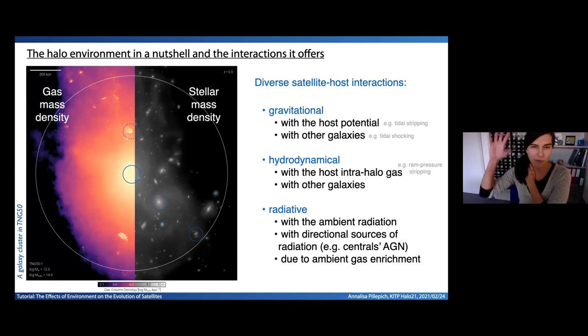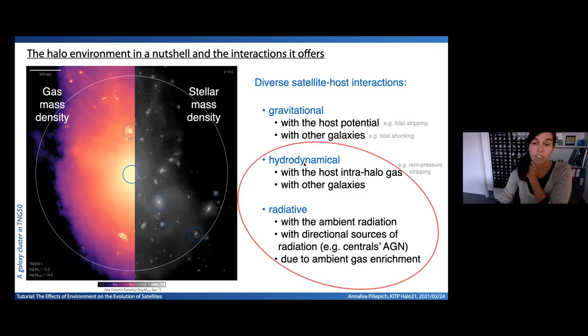And I put under the heading of radiative anything that I think could, in principle, affect satellite galaxy evolution, say because they are in a given ambient radiation, or they can be affected by directional sources of radiation, say from the central AGN at the center of the host. Or maybe their evolution is affected via cooling because of the enrichment of the ambient gas.